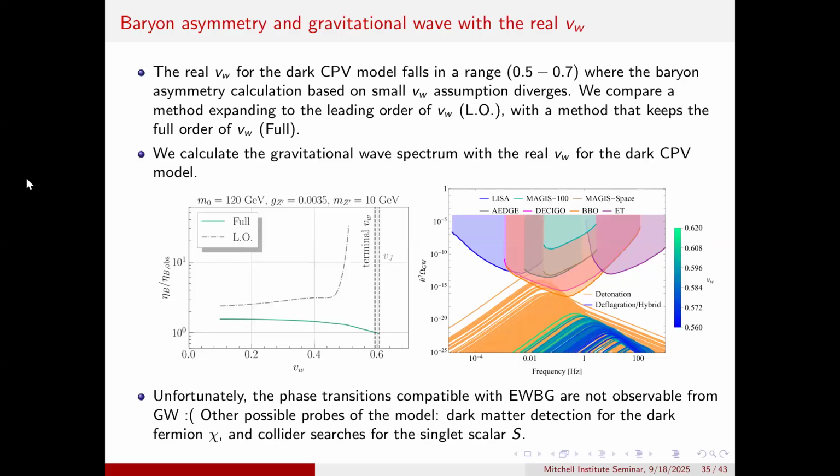We also calculated the gravitational wave spectrum with the real VW. And we found that, to our sadness, the deflagration and hybrid walls are below the sensitivity of future experiments, while the detonation could barely reach the sensitivity, but that's not interesting for baryogenesis. But fortunately, we have other probes, which I don't have time to get into, which could also provide a probe of this model.